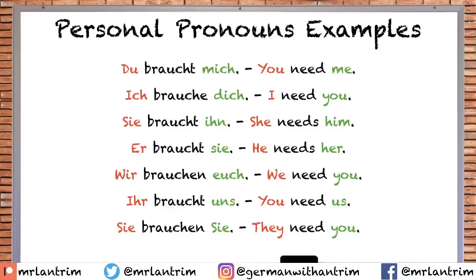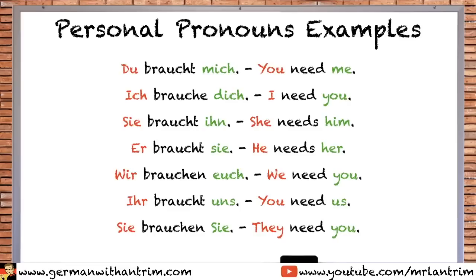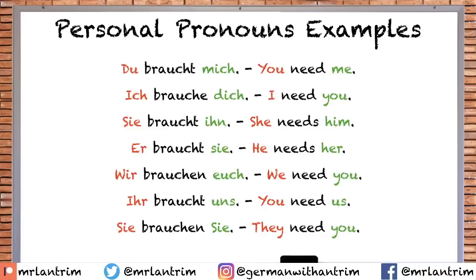Sie braucht ihn. She needs him. It could mean she needs it if it is a masculine noun. So like, let's say that she needs a table. She needs the table. Sie braucht den Tisch. You would then change that into a pronoun. Sie braucht ihn. She needs it. But in this case, I translated it as him to show you that it's a masculine noun. Sie means she in this case because we can tell by the conjugation that it means she.